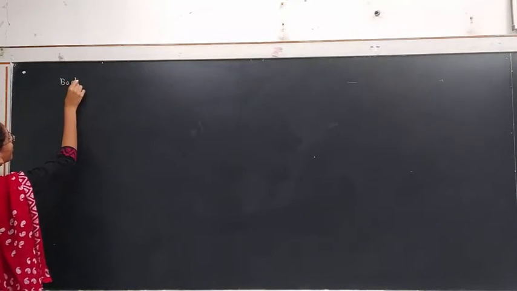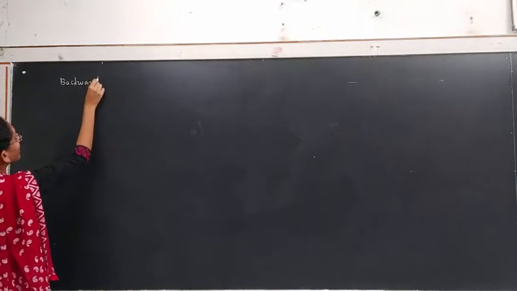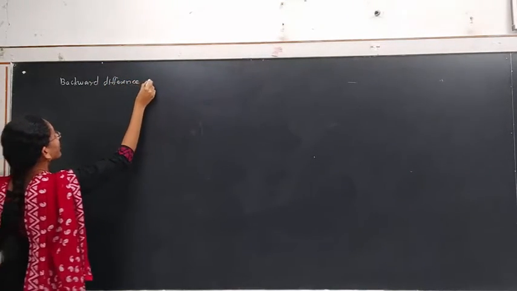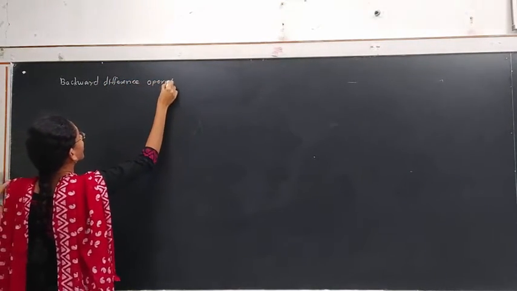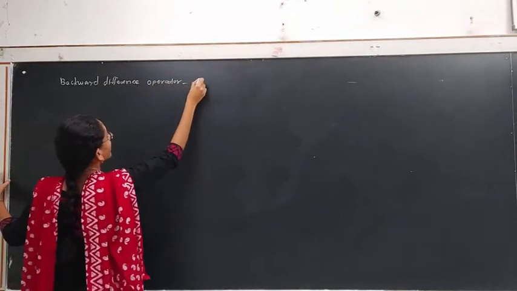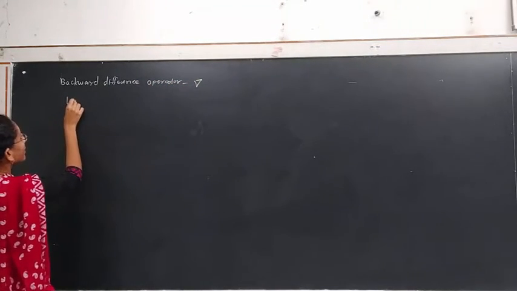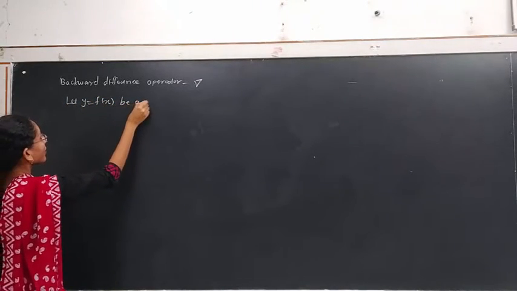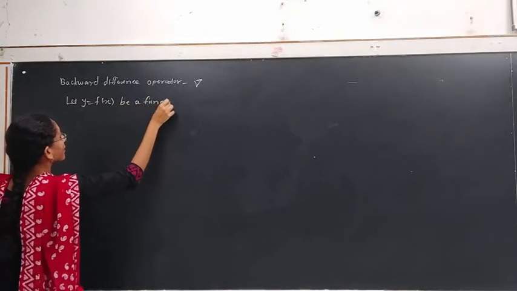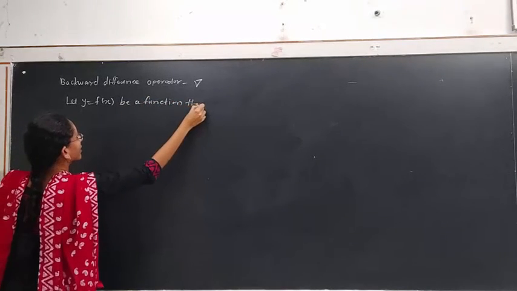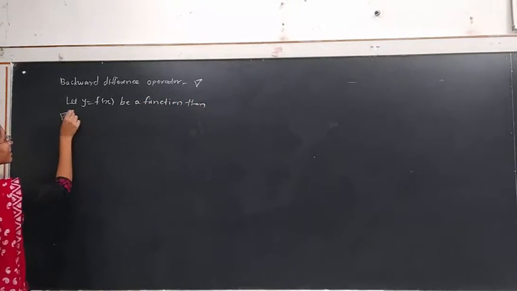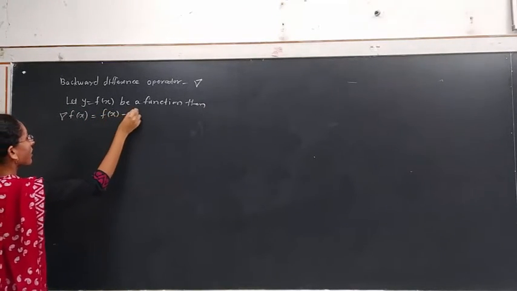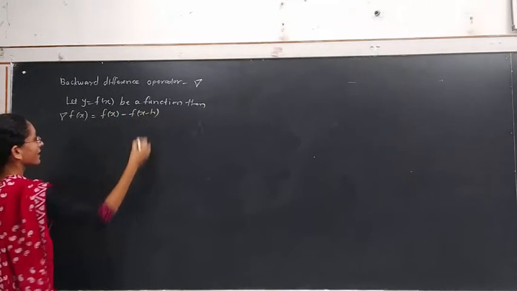The backward difference operator is denoted by this symbol. Let y is equal to f of x be a function, then nabla f of x is given as f of x minus f of x minus h.